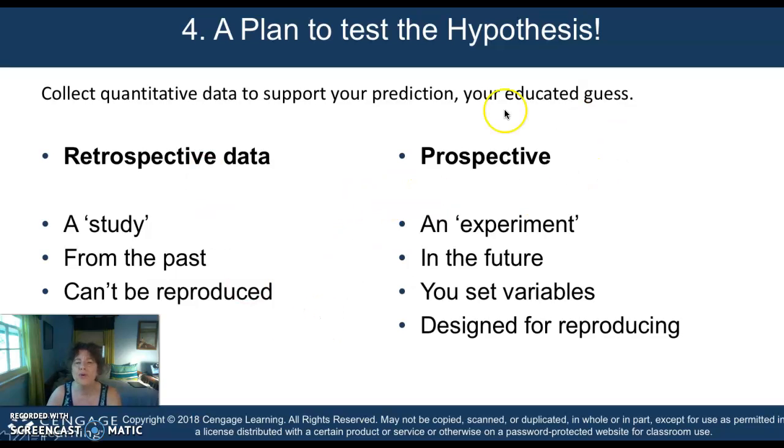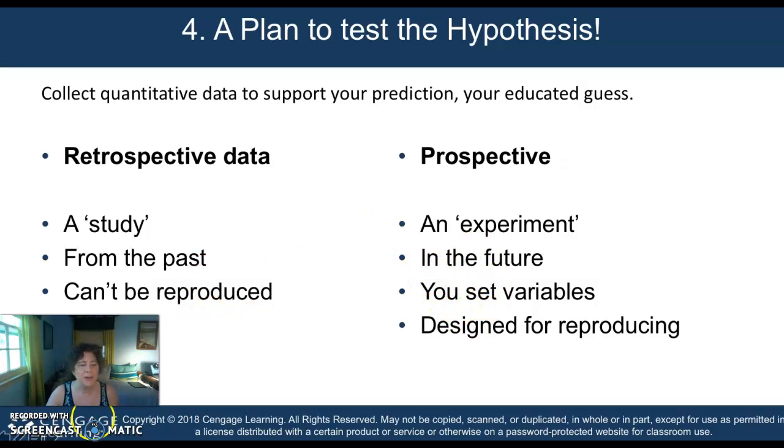On the other hand, you could, if you had the money and resources, look at prospective data. Pro meaning out there in front. Spective meaning looking in front, looking to the future, prospective data. That is an experiment that you will do, and you get to set the variables. You get to figure out how to collect the data, and you design it so that it could be reproduced in the future by someone who had the time and energy and resources to do that for their particular problem.